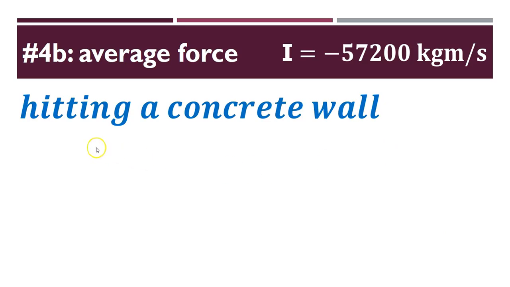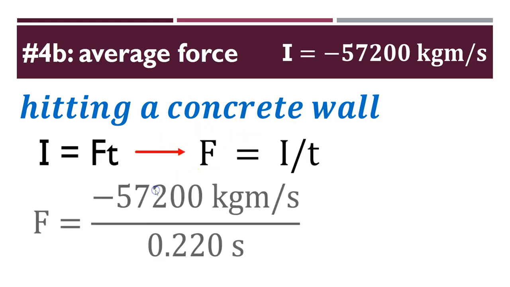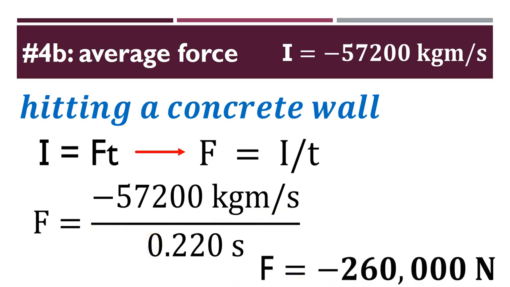And the final question, what happens when you hit a concrete wall? How much force is exerted on the car when you hit a concrete wall? So in this case, force, negative 57,200 kilogram meters per second, divided by that very short time, 0.220 seconds, is going to be negative 260,000 newtons of force exerted on the vehicle when you slam it into a concrete wall. It's quite a bit of force.